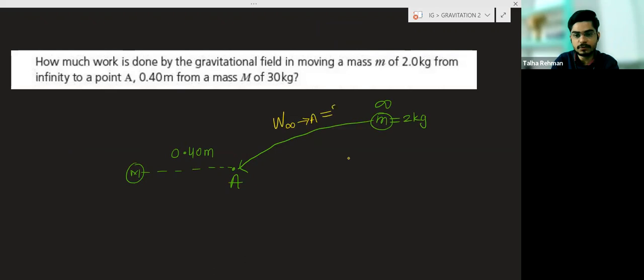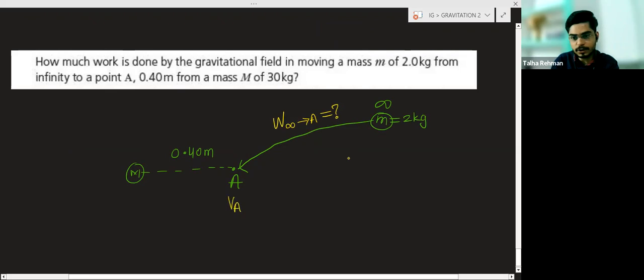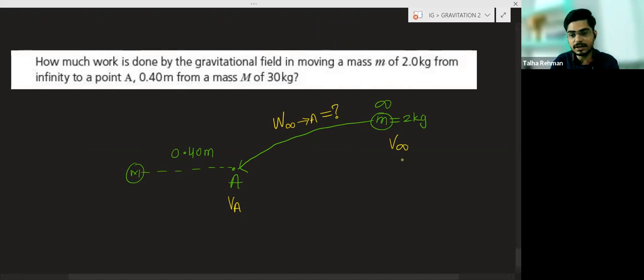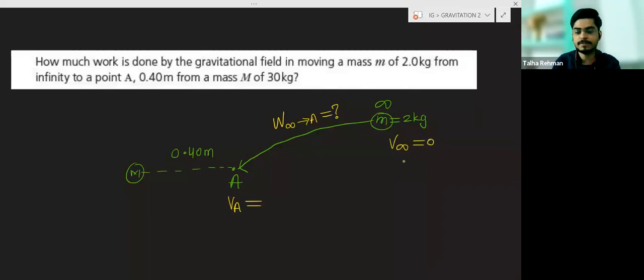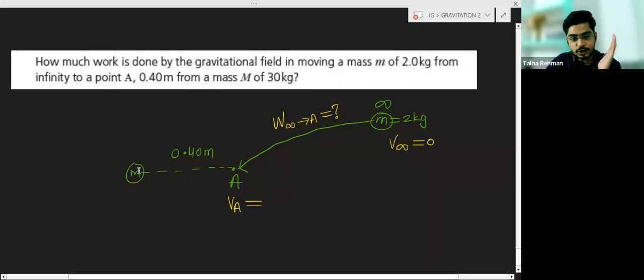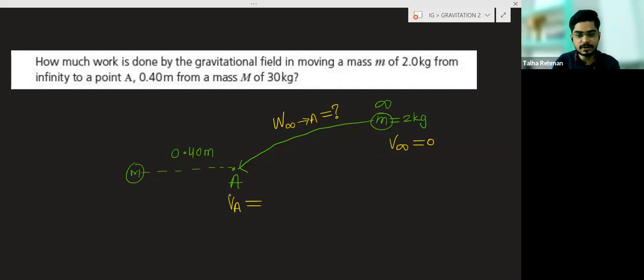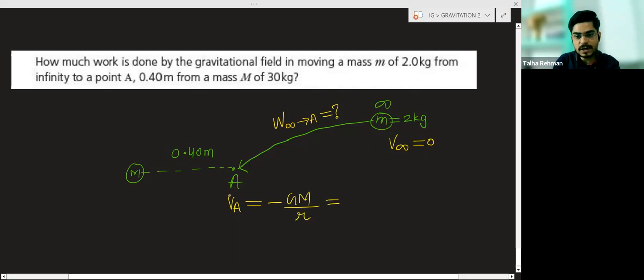So this work done we have to find. There will be the potential at point A and the potential at infinity. And I told you that at infinity always the potential energy as well as the potential we will take as 0. So potential at infinity is 0 and potential at A will be the potential due to this mass, that is minus GM by r. So r is this distance, and we will put that.